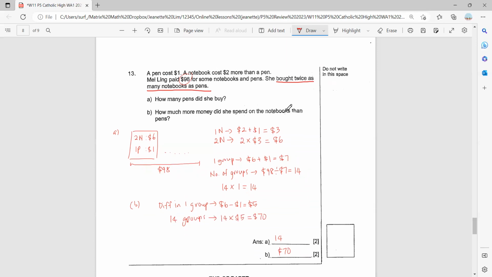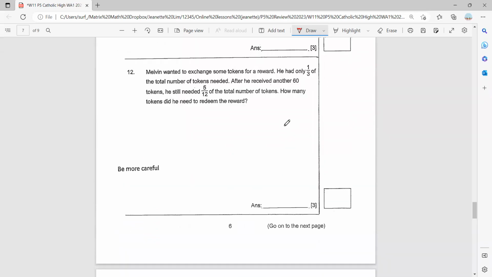Okay, the next one that I want to look at is 12. Melvin wanted to exchange some tokens for a reward. He had only 1/3 of the total number of tokens needed. After he received another 60, he still needed 5/12 of the total number of tokens. How many tokens did he need to redeem the reward?